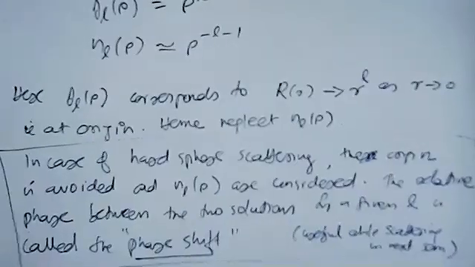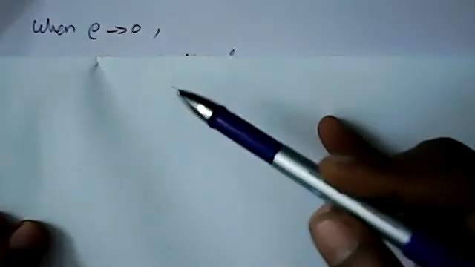Now you put some conditions, that rho tends to 0. Rho is actually kr. So rho tends to 0 means r tends to 0, means at the center.